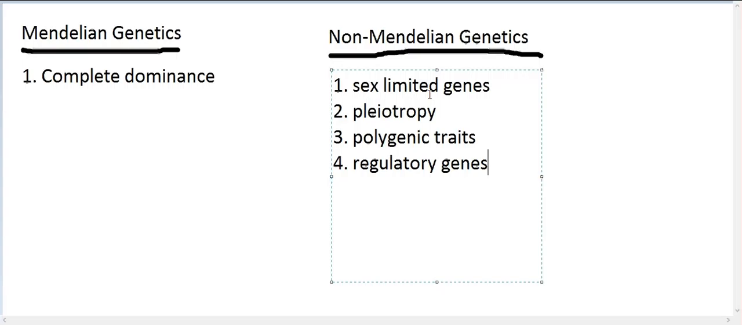And so epistasis is definitely non-Mendelian genetics. That's also going to skew the ratios of the phenotypes as well. We're going to go into some other examples.